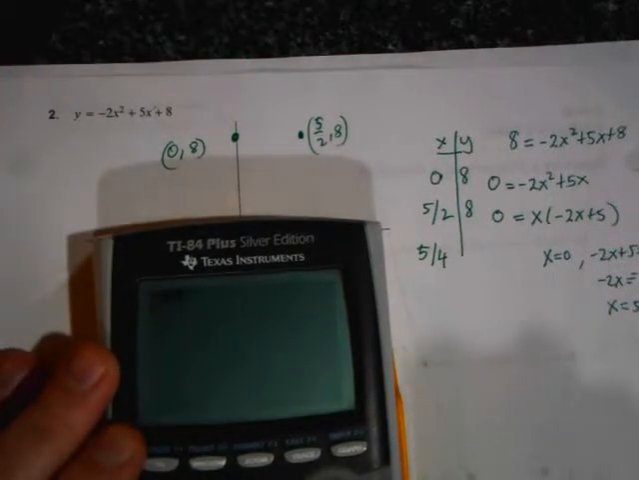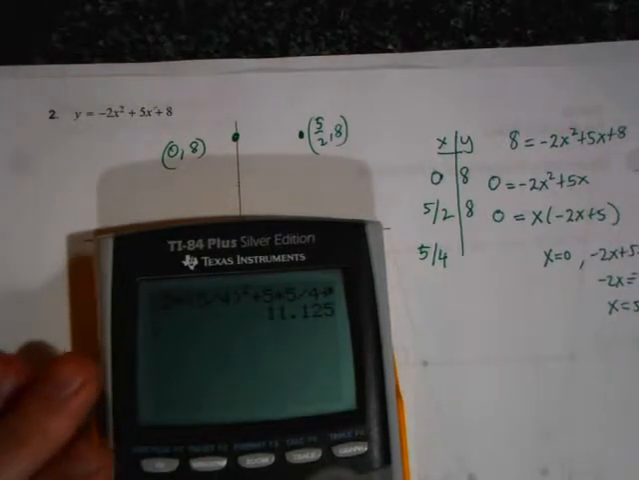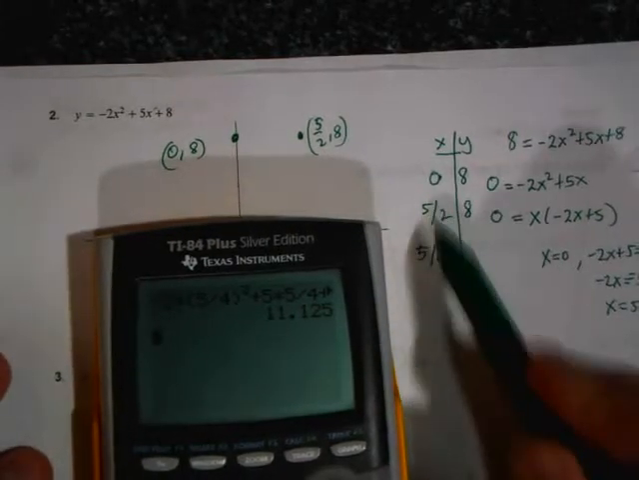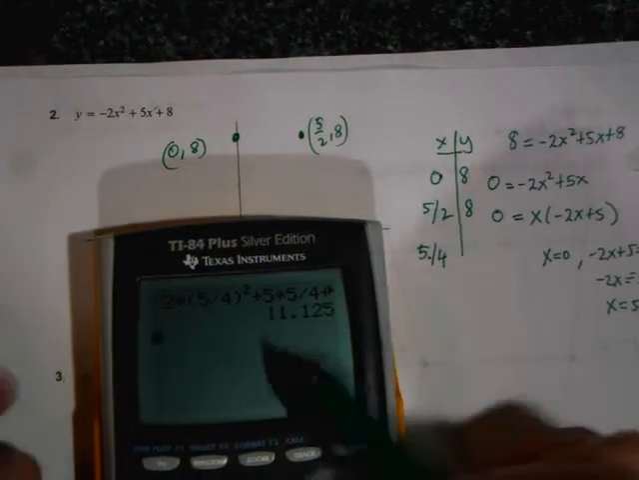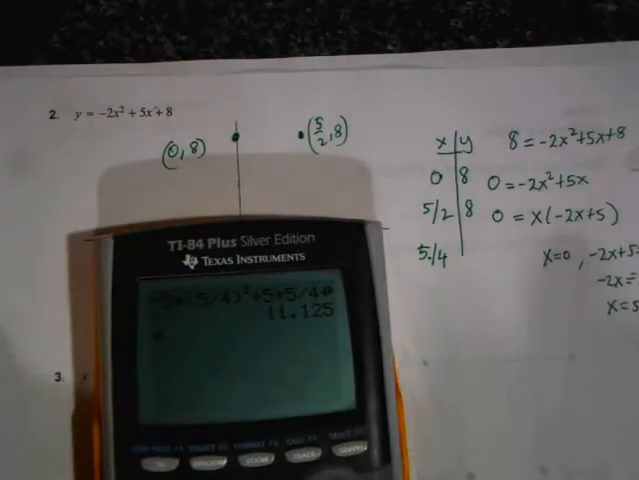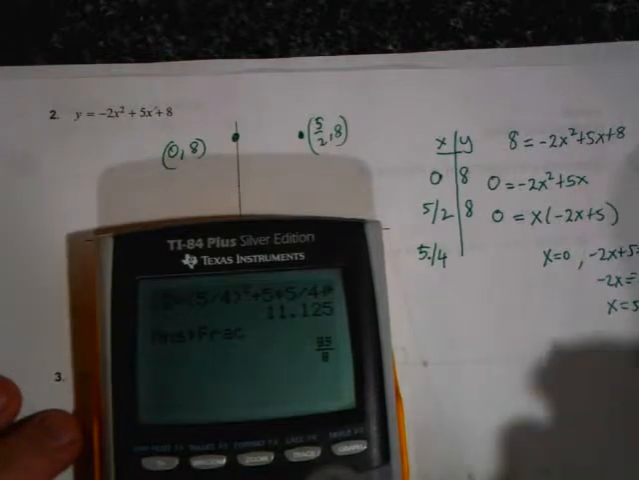Negative 2 times 5/4, make sure you put that one in parentheses, squared, plus 5 times 5/4 plus 8. Now the calculator gives it as a decimal, 11.125. I would really prefer a fraction here since we've been using fractions. But remember where that is, 11.125. It's a little more than 11 when we go to graph it. And I am going to give my answer as a fraction, 89/8.